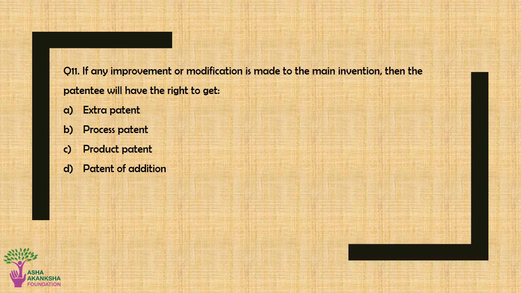Question number 11. If any improvement or modification is made to the main invention, then the patentee will have the right to get Option A, extra patent, Option B, process patent, Option C, product patent, or Option D, patent of addition. The correct answer for this question is Option D, patent of addition.